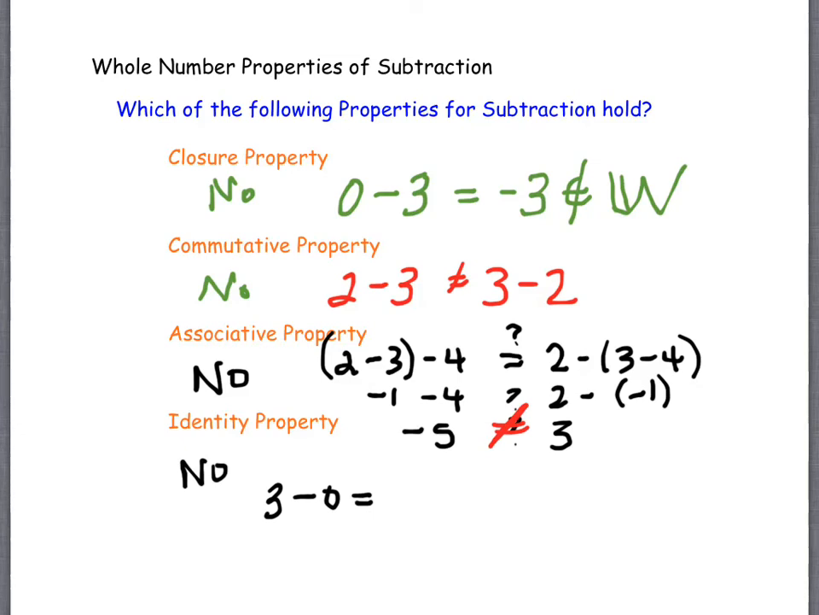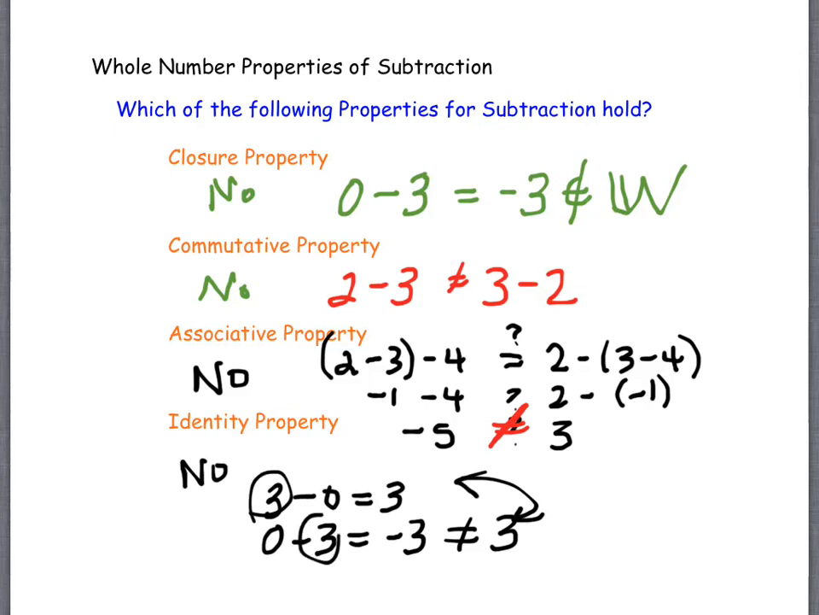Well, 3 minus 0, that's 3. So what's the problem? Yeah, the identity property has to work from both directions. So what's 0 minus 3? Negative 3, which is not the same number I started with, which was 3. These two don't match the original number. So the identity property doesn't work either.